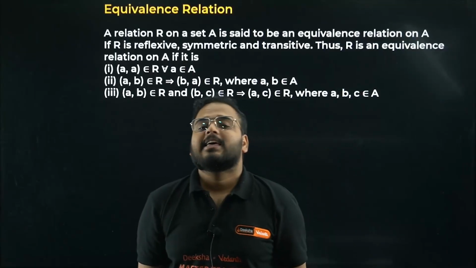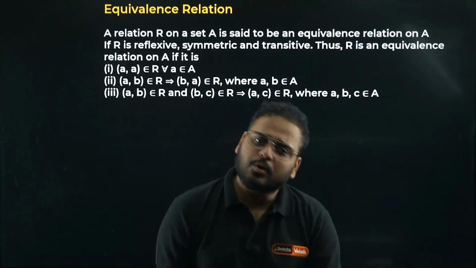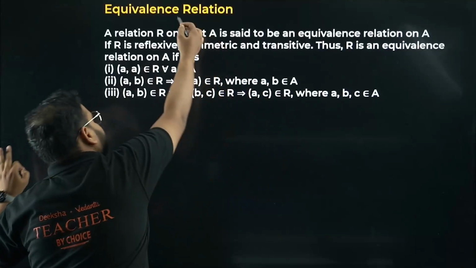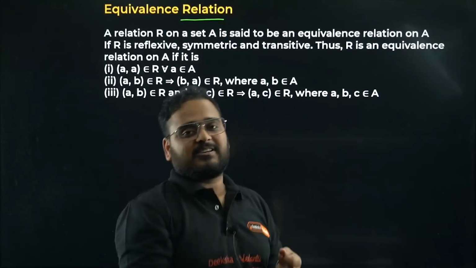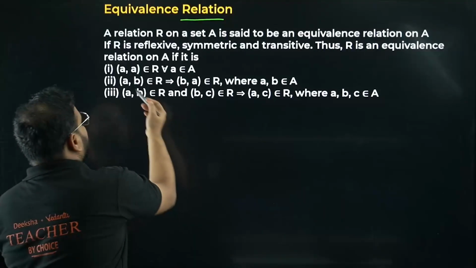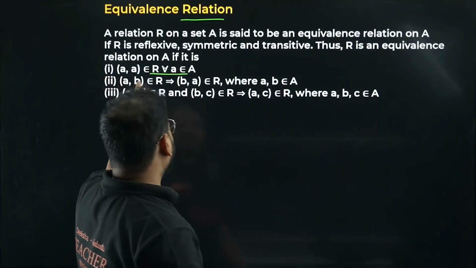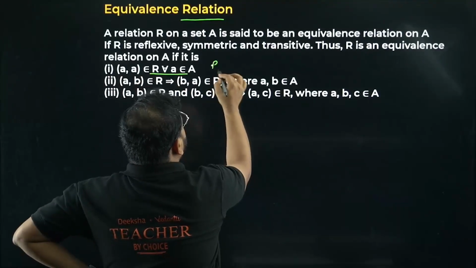Now, sir, next, equivalence relation. Is it difficult? No. If I have a relation which is transitive, symmetric and reflexive, all 3. If it is, what is this, bacha? A to A means the reflexive.